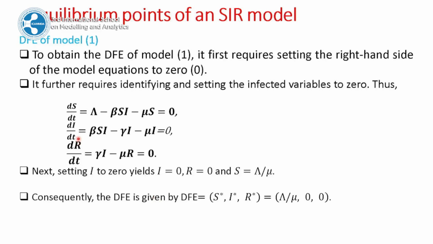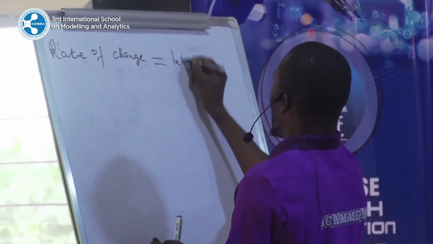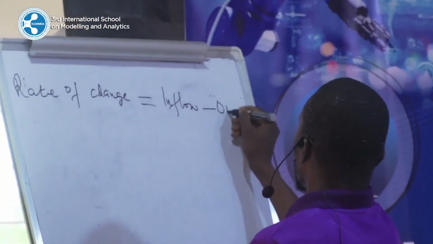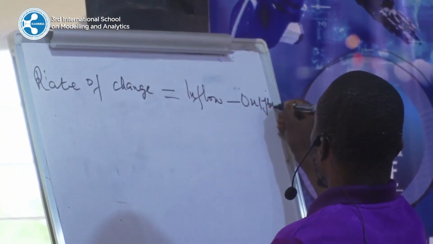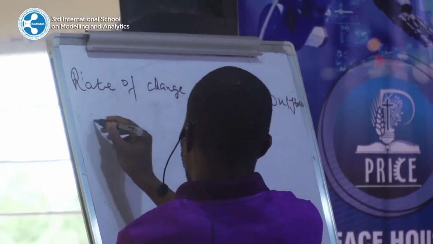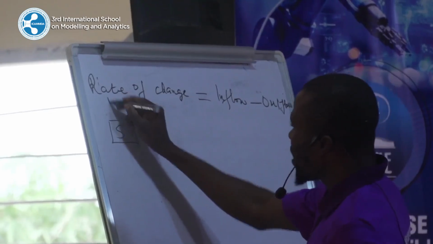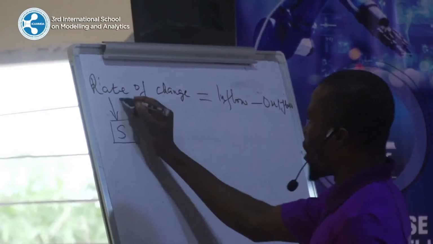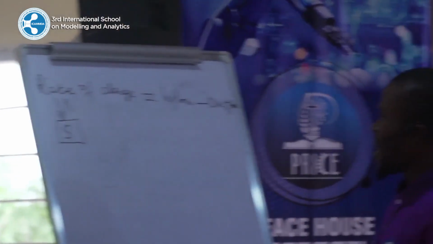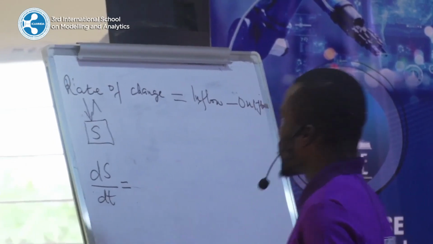We can remember that we said the rate of change is equal to inflow minus outflow. When we look at the compartment S, the only thing that brings people into this compartment is birth. That means the rate of change of S with respect to t will be equal to what?